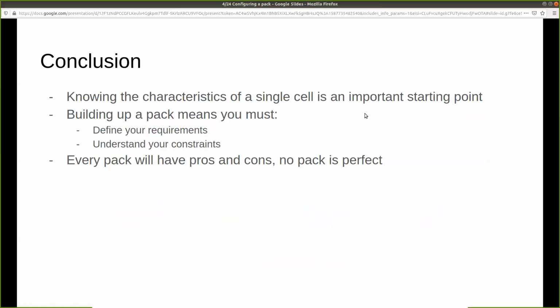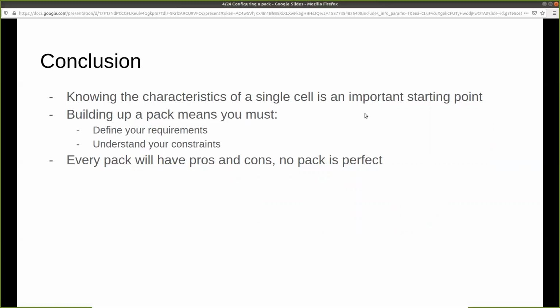So some notes in conclusion: it's important to really know the characteristics of the cell you're starting with, because everything is cumulative from that single cell as you're adding energy and adding power. Building up your pack means you need to clearly define your requirements and understand the design constraints that you're working around. And knowing both of those will make sure that you are considering only the right options.